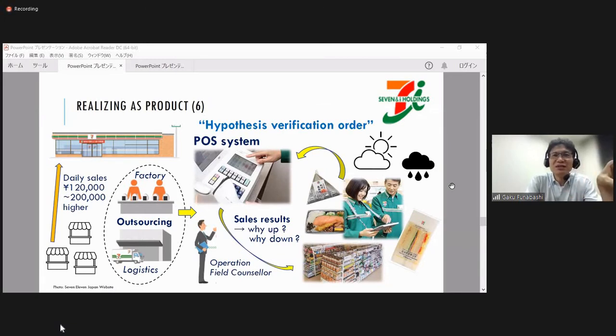Point. P-O-I-N-T. Yes. Point of sale. Of sales. Yes. Because why is it called a point of sale system?